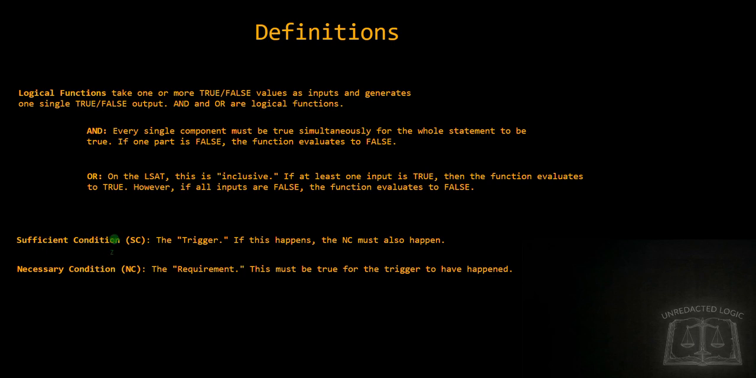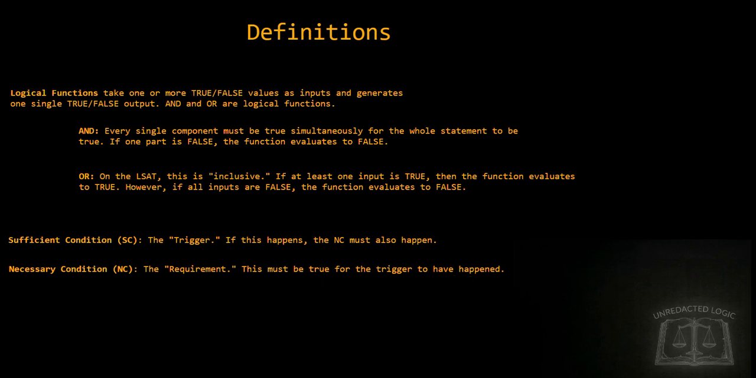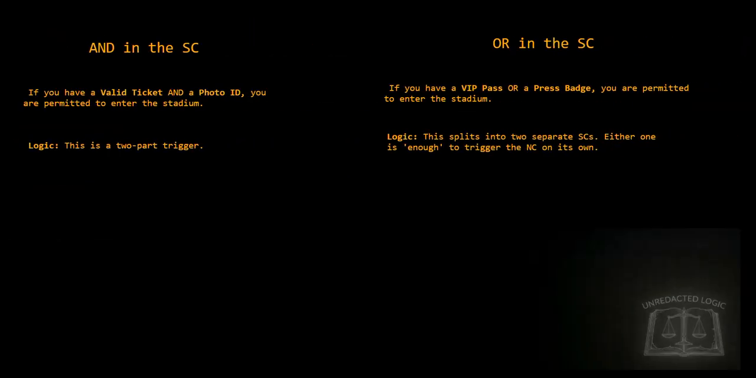A sufficient condition, you'll hear me refer to this as the trigger. If this happens, the necessary must also happen. Necessary condition is the requirement. This must be true for the trigger to have happened. Let's look at what happens when we have and or in the sufficient condition, and let's see how they behave differently.